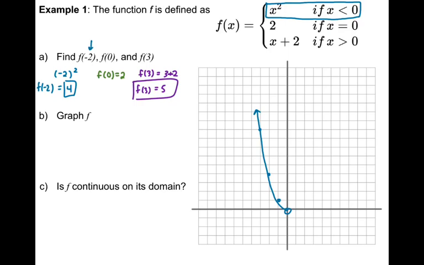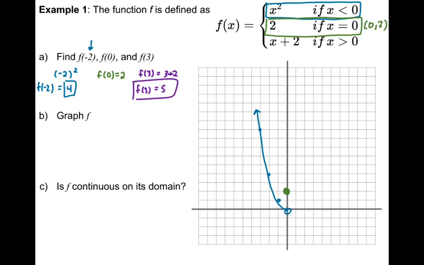All right, the next piece then, that middle piece, says this. When x is equal to 0, our function is 2. That means we're just plotting the point 0, 2. Now this is a closed circle because x is equal to 0 at that point. It is defined there.